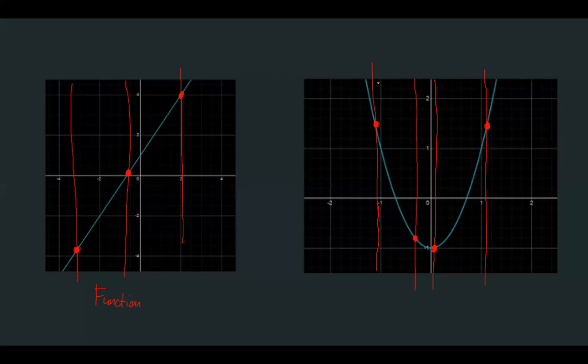Anywhere, if you draw a lot of vertical lines at different positions, like I'm drawing a vertical line here in this graph, it will connect to only one point. Only one point. So this is a function.